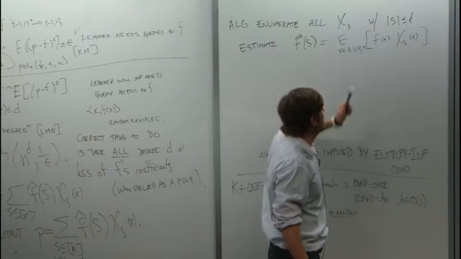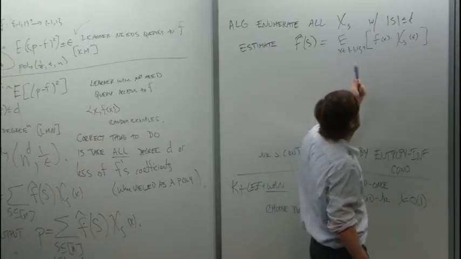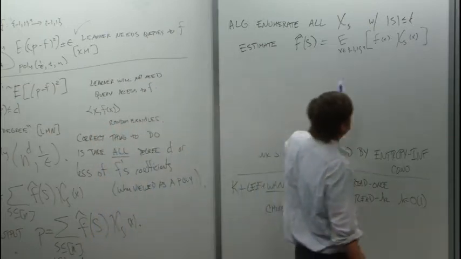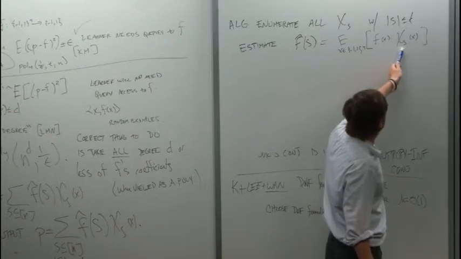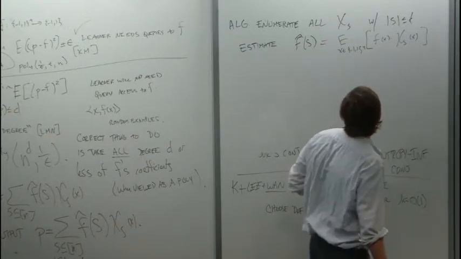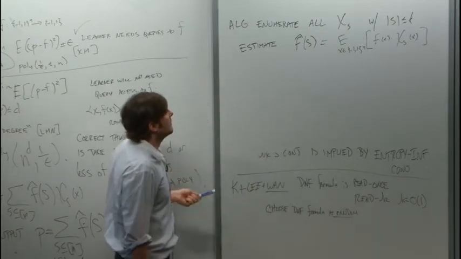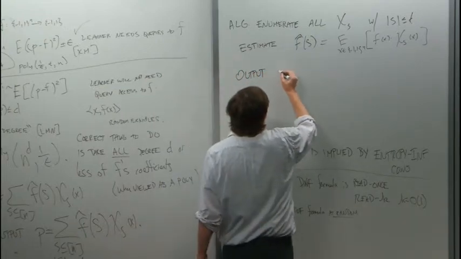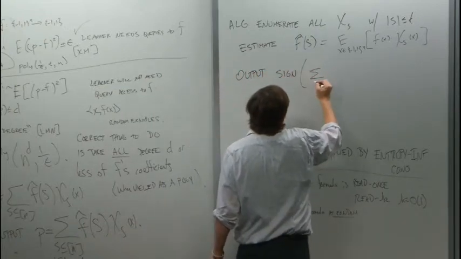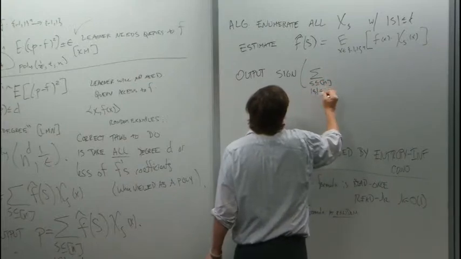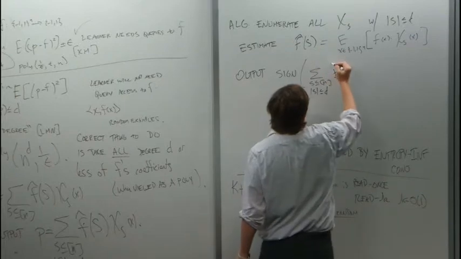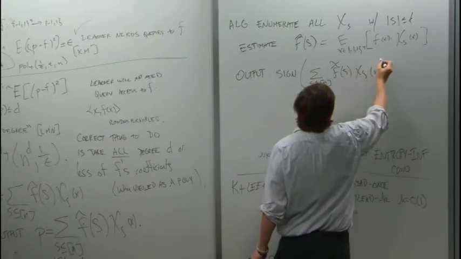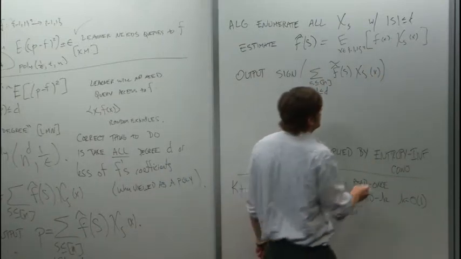Given random examples x from minus 1, 1 to the n, I'll take my random examples and labels, and see approximately what is the correlation of my function with this particular monomial chi s. That will give me a good additive estimate of what f hat of s is, and then I'll just output the sign of the sum using these estimated f hat of s. And this will be my output hypothesis.